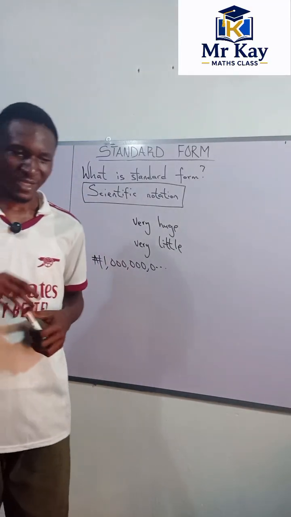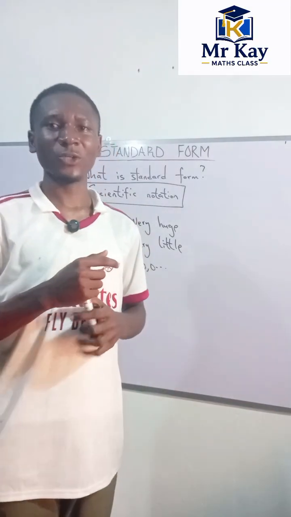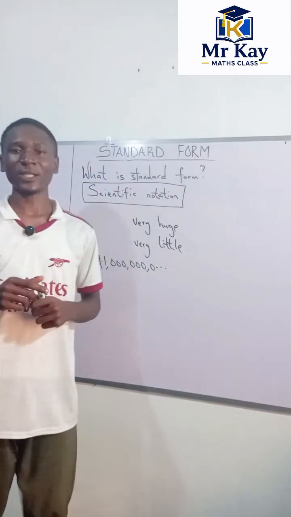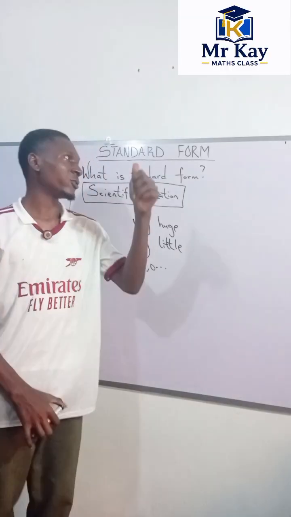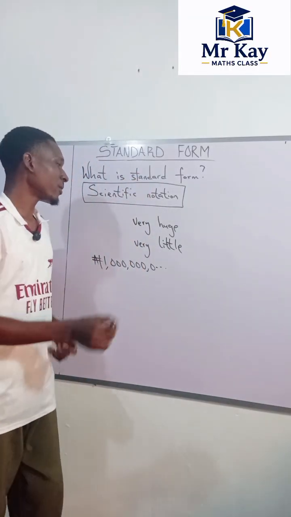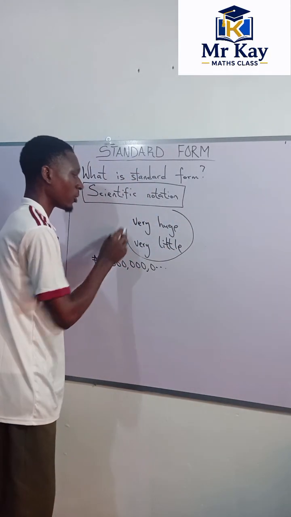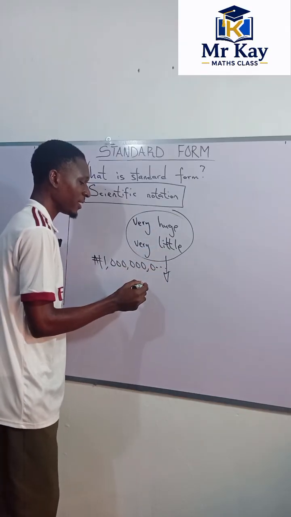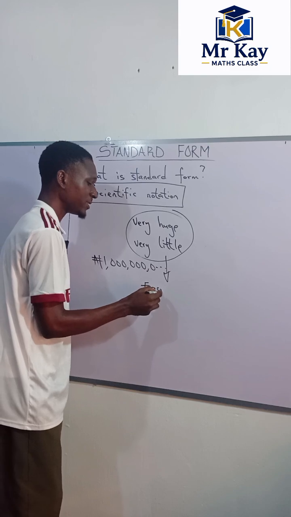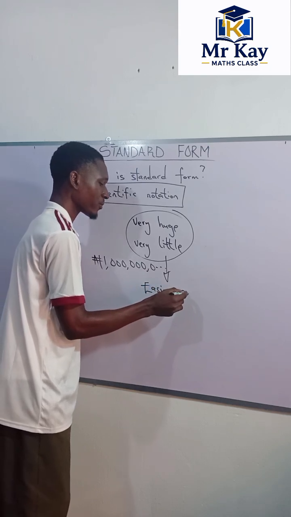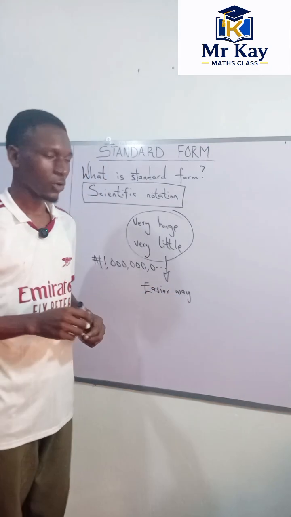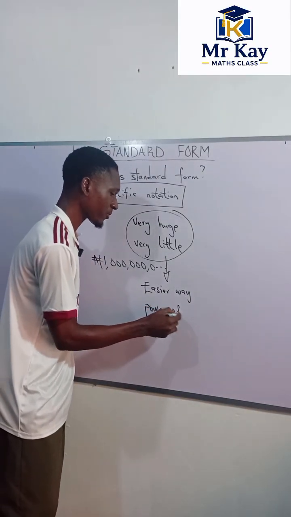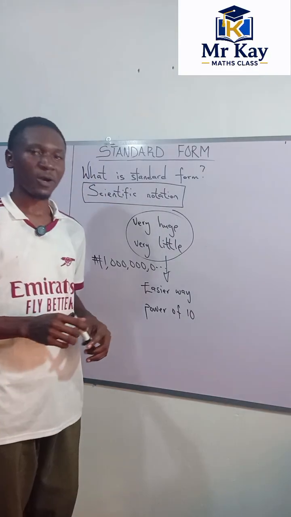So all this I'm saying is kind of weird because not all teachers are going to tell you the explanation, the meaning of standard form before jumping into calculation. So the major reason why we use standard form is that when a number is too huge or very little, we use standard form to write this number in a much easier way, making use of the powers of 10.